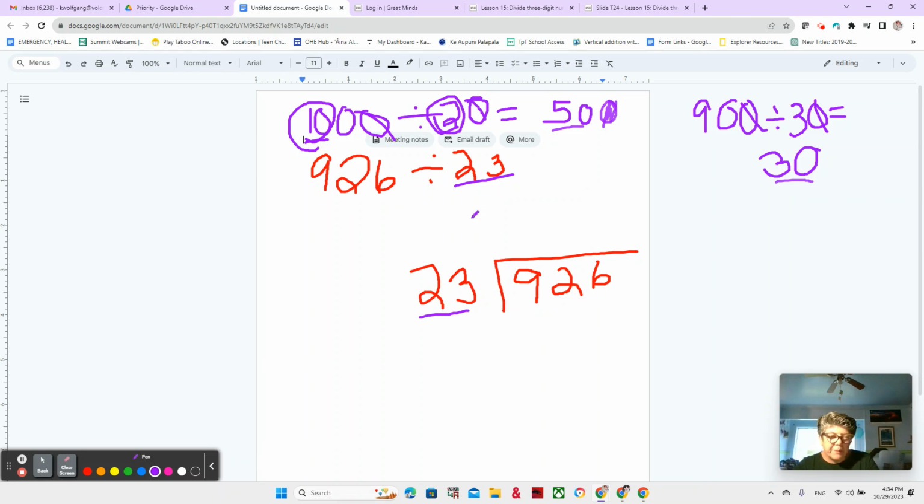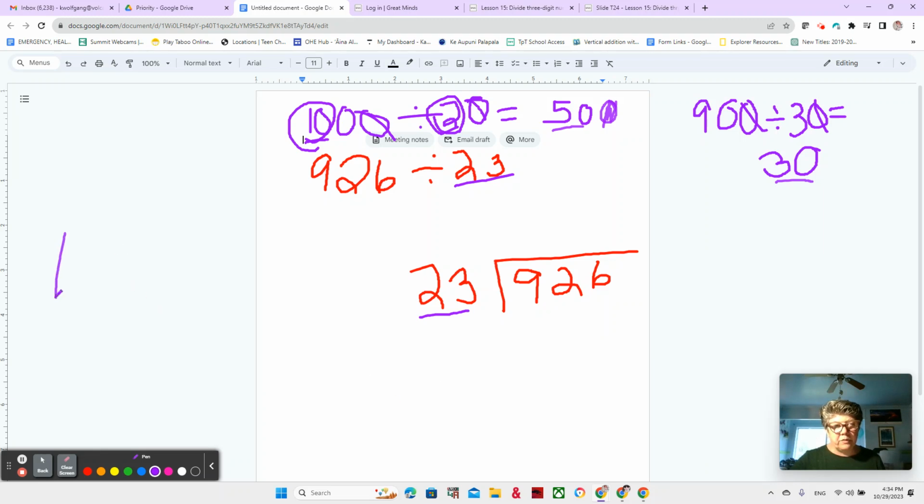It's probably better to use a low estimate than a high estimate. Can you think about why that would be? If you have a high estimate, then your number is going to be too big, right? Because 50 would be 1,000, and we only have 926. So if we want to start with a smaller estimate, that would be better, right? So maybe we'll start with 30.